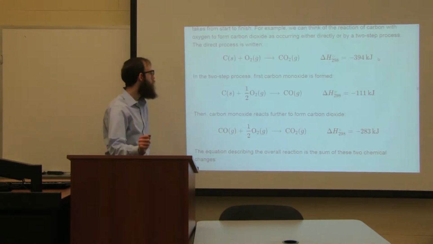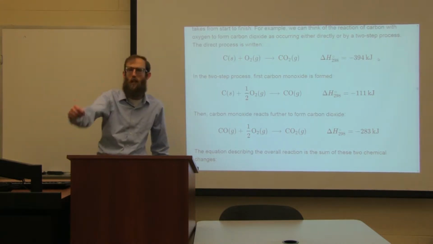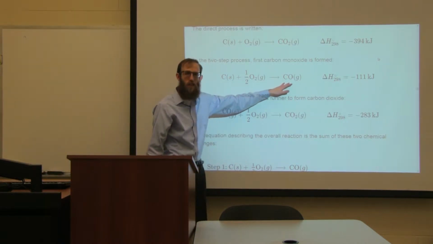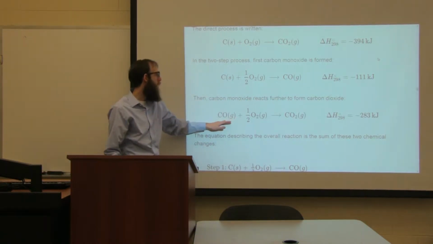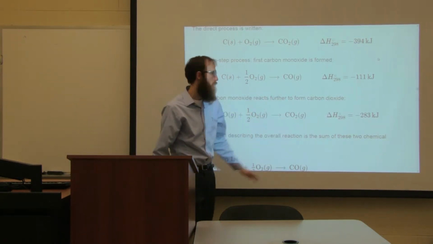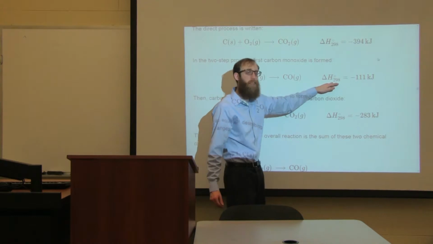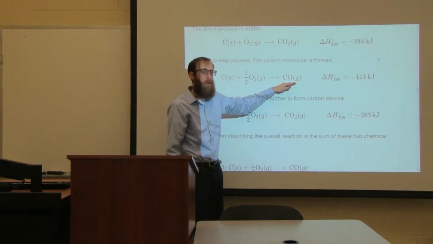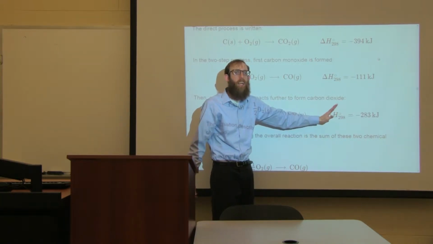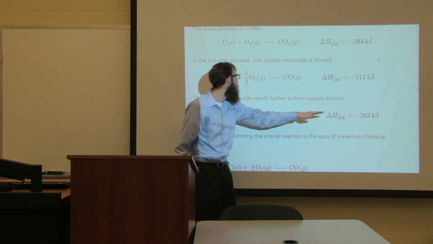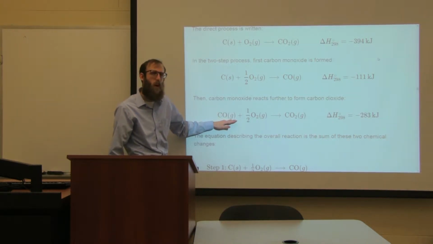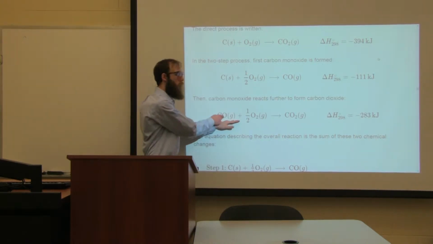Yet, we can also talk about it as a two-step process, where first we produce carbon monoxide, and then carbon monoxide reacts with oxygen to produce carbon dioxide. This is the enthalpy of formation for carbon monoxide. This is the enthalpy of the reaction. Right? It's not the enthalpy of formation, because this is not an elemental form. This is a molecule here.